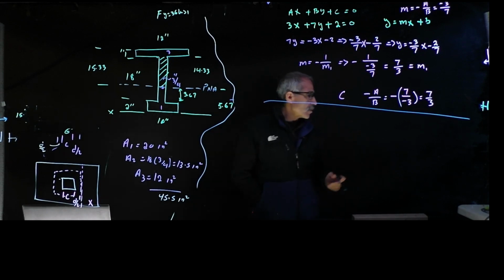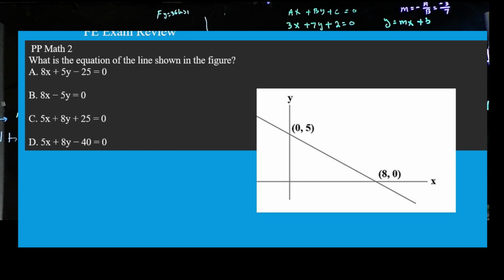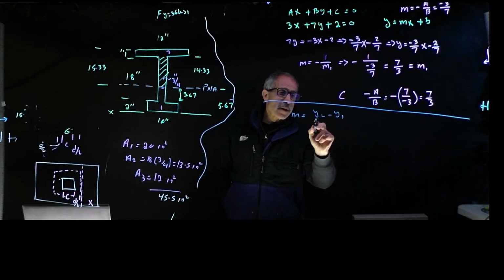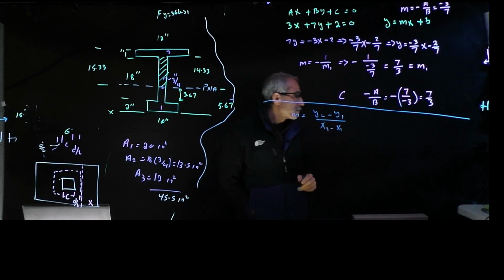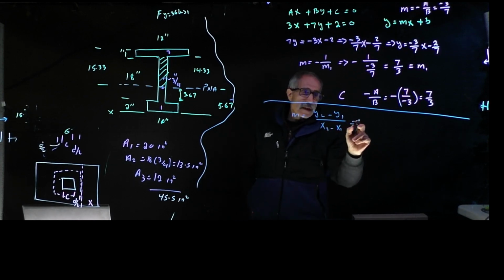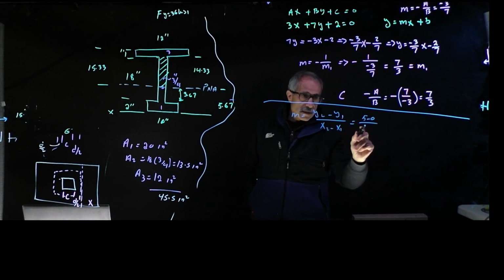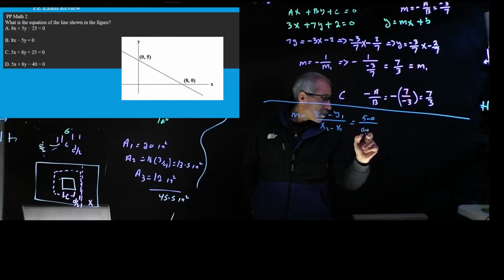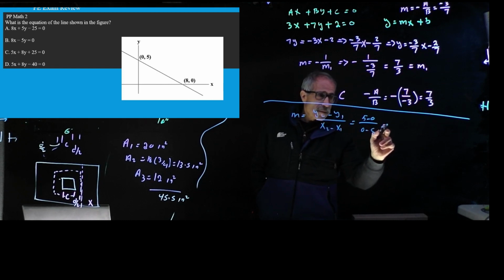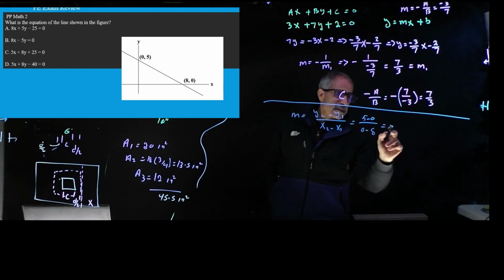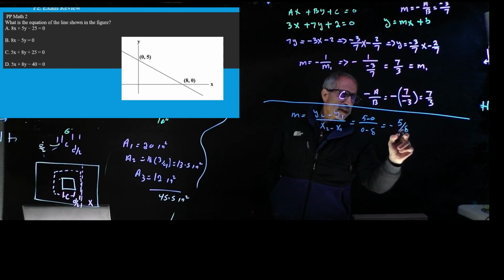In this second problem, we have a line and two intercept points on the line, and we'd like to know what is the equation of that line. First, we're going to find the slope. From your handbook, the slope is given as m is equal to y2 minus y1 divided by x2 minus x1. That becomes 5 minus 0 divided by 0 minus 8, so that becomes minus 5 over 8. That's the slope of our line.